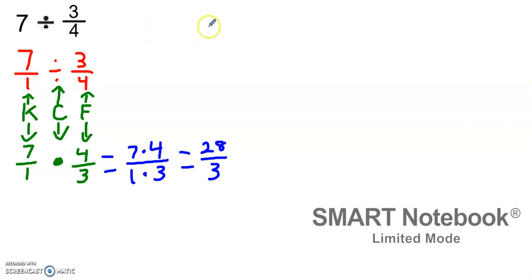And last but not least, we need to simplify. Since I automatically see that my numerator is larger than my denominator, I know I have whole numbers in there. So what I'm going to do is divide. How many times does 3 go into 28? And I know that's 9, because 9 times 3 gives me 27. So I'm going to make my whole number 9.